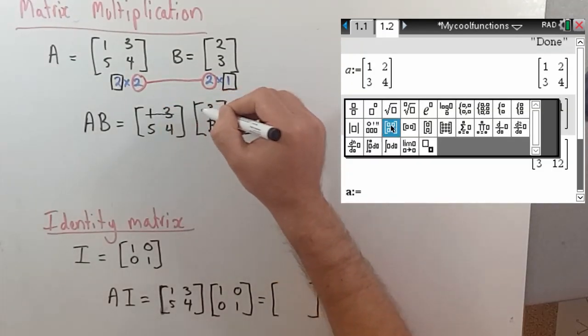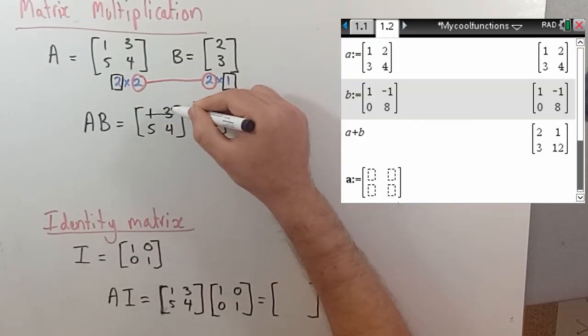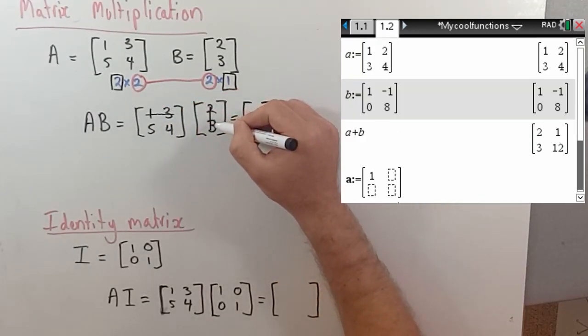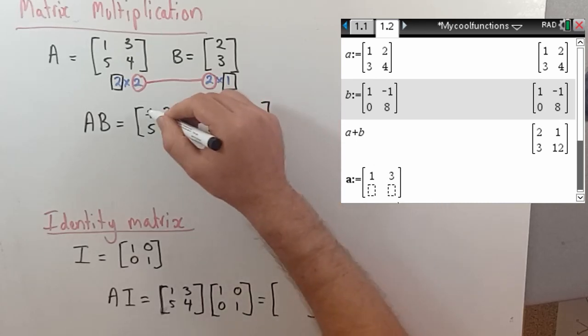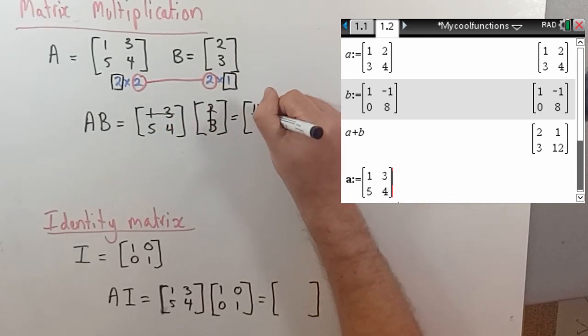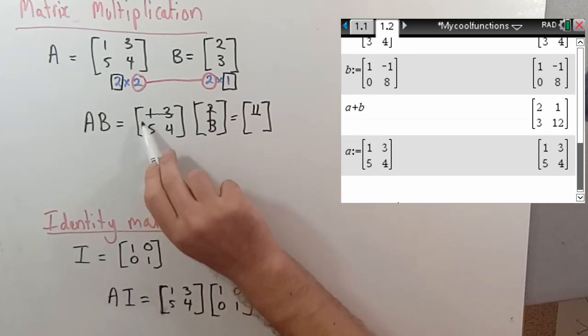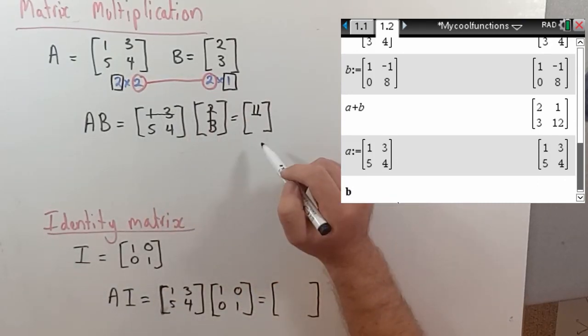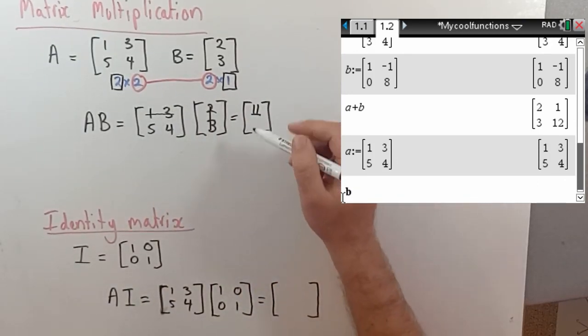So 1 times 2 is 2. 3 times 3 is 9. Sorry, I almost got that wrong. 3 times 3 is 9. You add them up, so 2 plus 9 is 11. So 11 is the first entry.